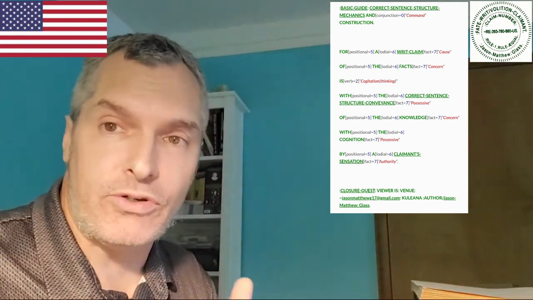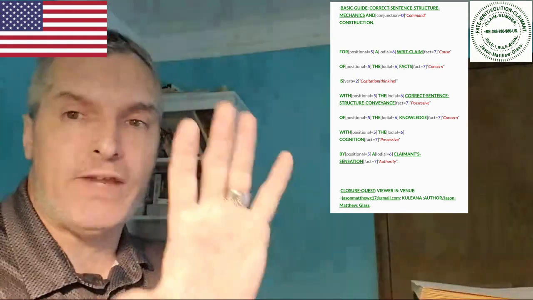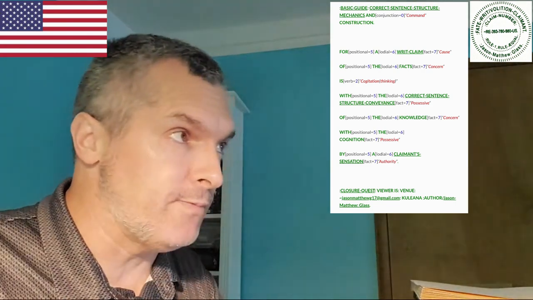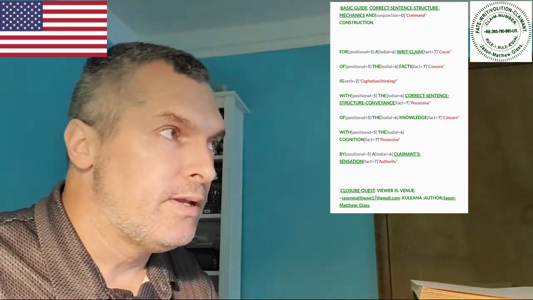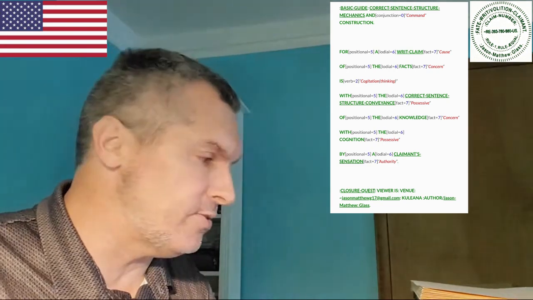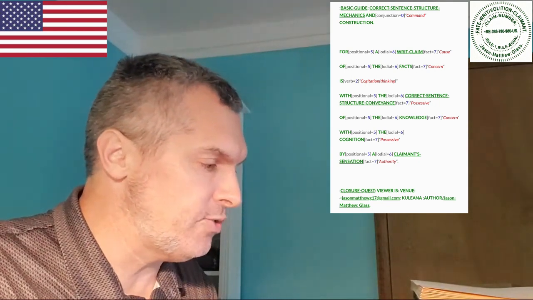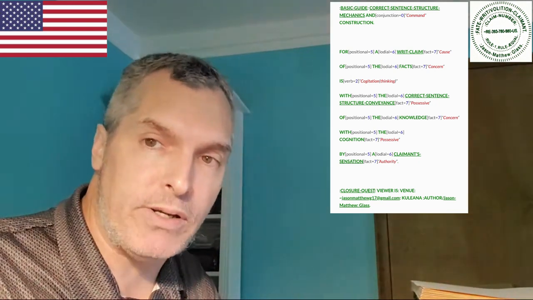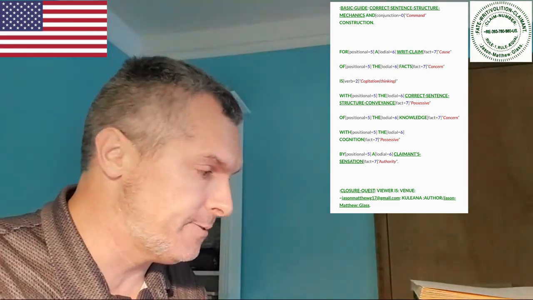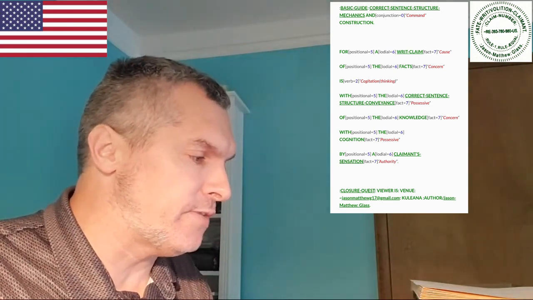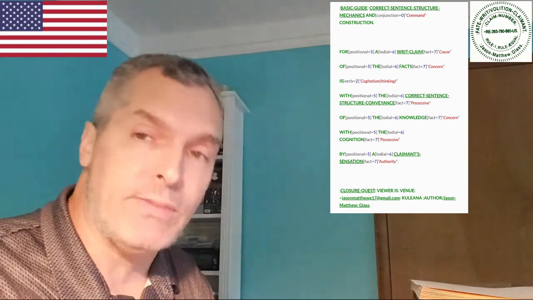Again, one congruency: by is congruent with for, of is congruent with with, so that when you do the mathematical interface and you flip it and read it backwards, it makes sense mathematically, just like a math problem. 1 plus 2 equals 3, 3 minus 2 equals 1. The positionals have the same function as the plus and minus sign so that you check your problem forwards and backwards. So in this case, the authority is by a claimant's sensation, period, which I just explained to you in the section prior to this. So you have, for a writ claim of the facts is with the correct sentence structure conveyance of the knowledge with the cognition by a claimant sensation, period.